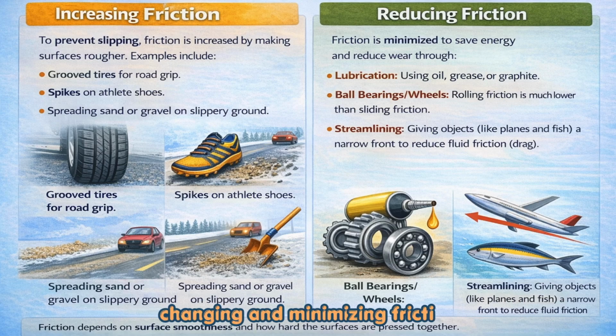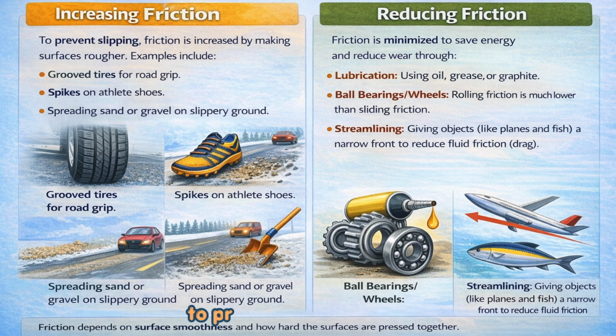Changing and minimizing friction. Increasing friction: to prevent slipping, friction is increased by making surfaces rougher. Examples include grooved tires for road grip, spikes on athlete shoes, and spreading sand or gravel on slippery ground.